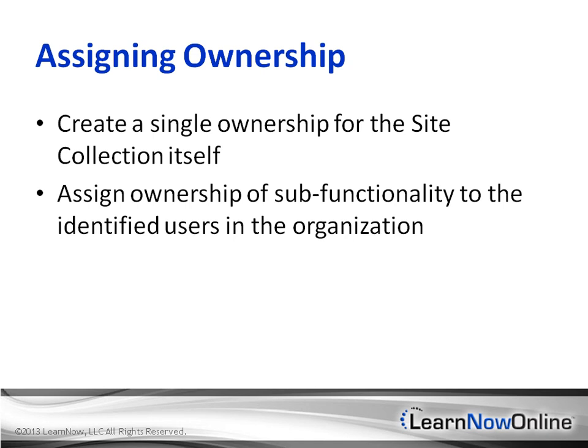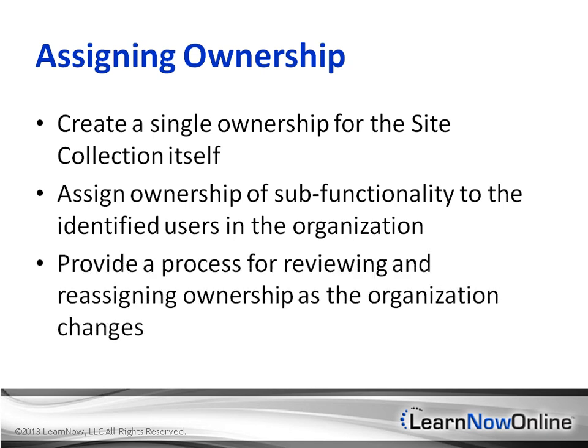There may be a designer that works on the themes and the layout. There may be a number of people that are working on the different areas, maybe tags on the document libraries, all of the tasks, monitoring progress and things like that. So once you get those top level people in place, then assign the ownership of the sub functionality to them, give them the right access, and make sure that everything's in place. And then provide a process for reviewing and reassigning ownership. As I mentioned, we know that organizations change, that people move around in roles. Have a way for you to be able to identify when that happens.